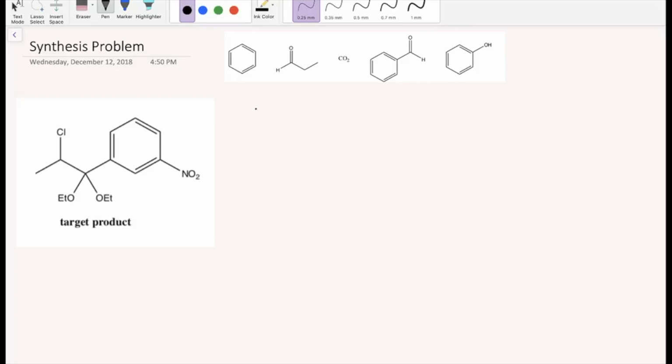Okay, so in this problem, we're going to try to make this target product right here using only the given starting blocks in this little set of 5 molecules. The first thing I always do when I try to do a synthesis problem is think about how I'm going to start tackling it. I also try to think of what came from what, essentially.